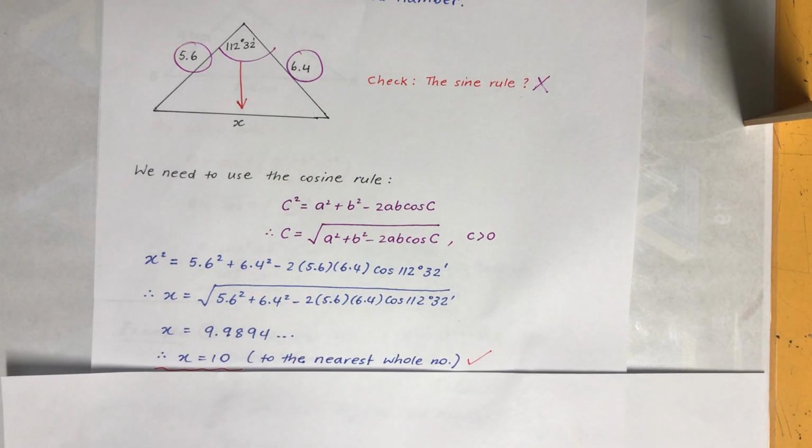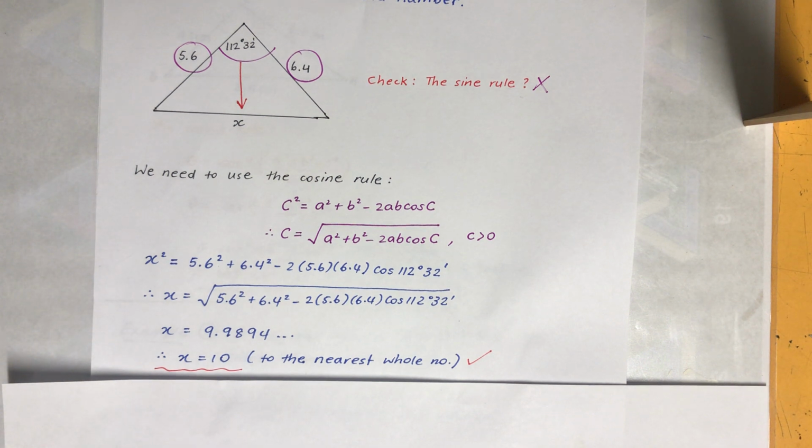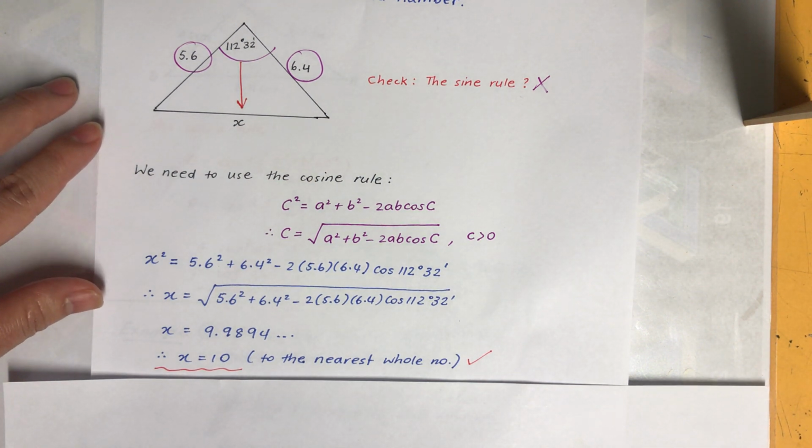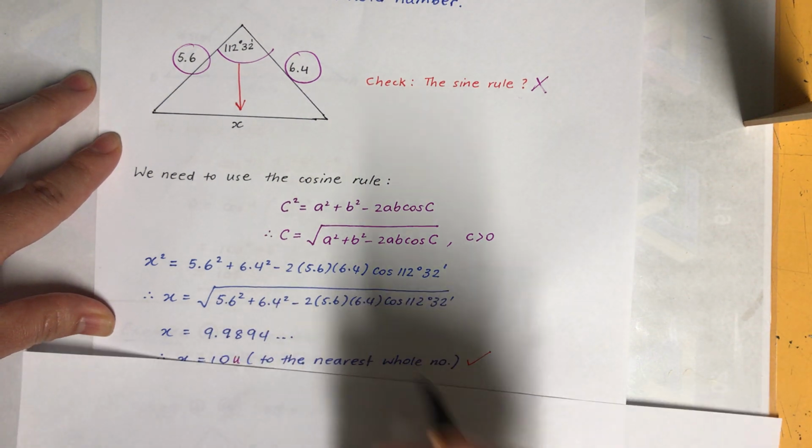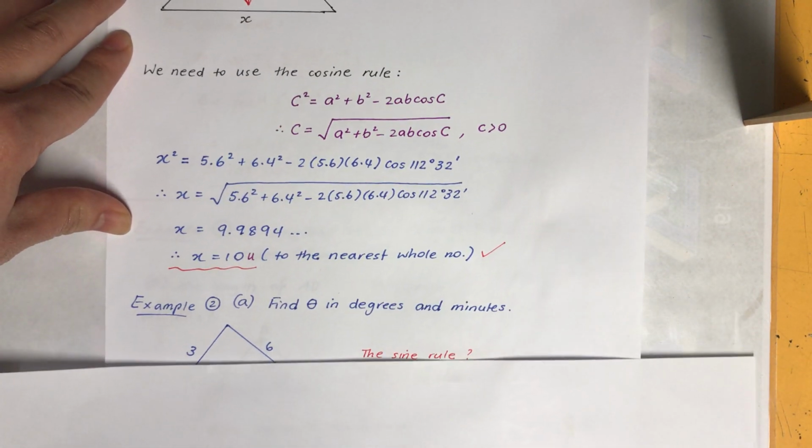So if you do that, now what does the question say? To the nearest whole number. So don't leave the answer as something like 9.9894. Make sure you answer the question. It's a 10. And there are no centimeters or meters, so probably put units as a length.